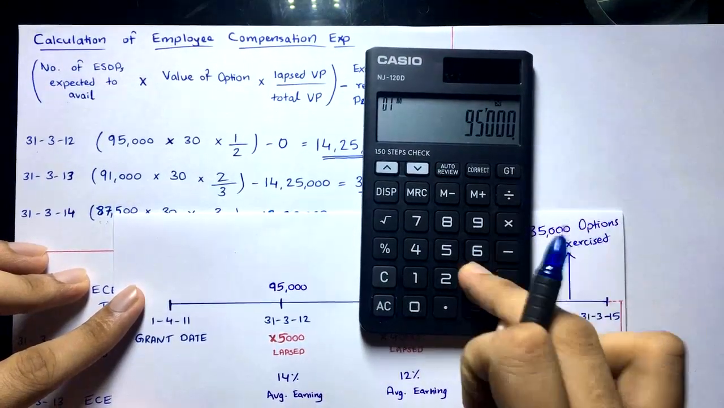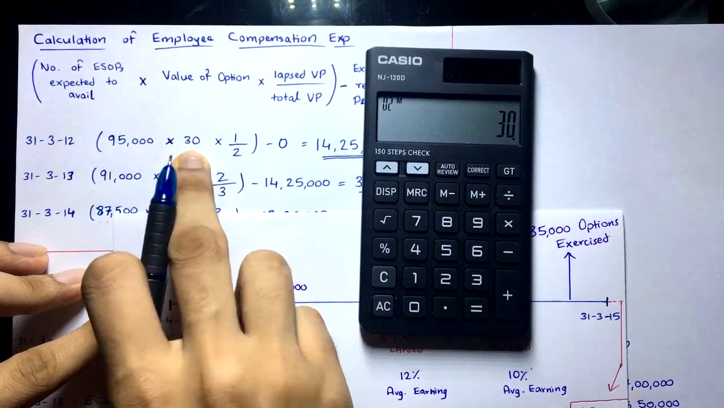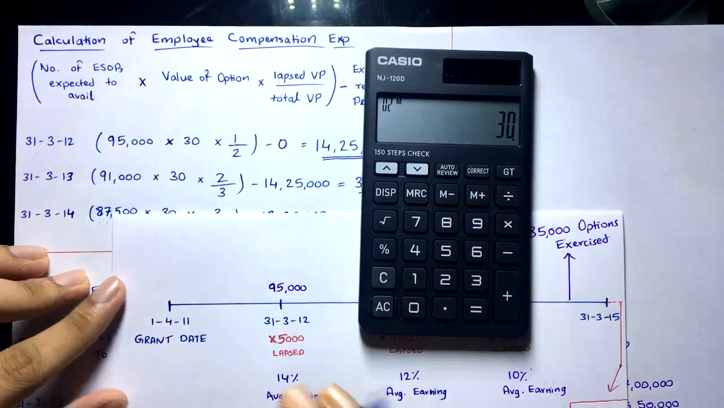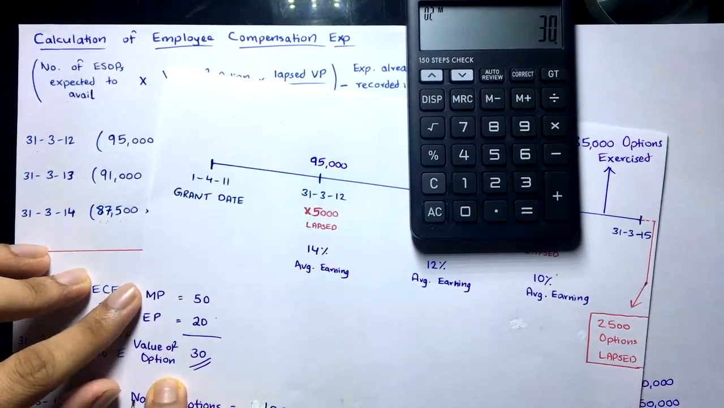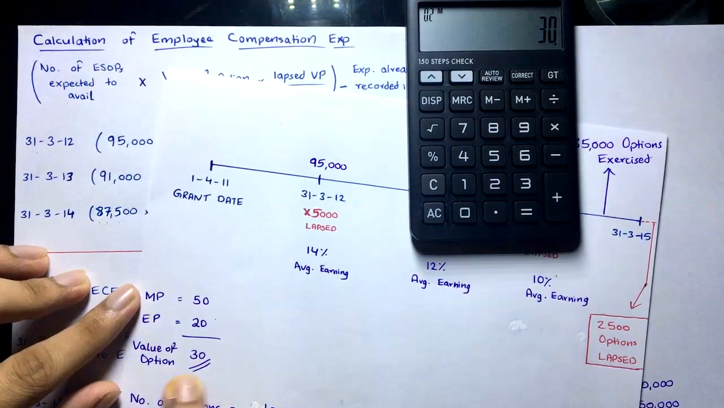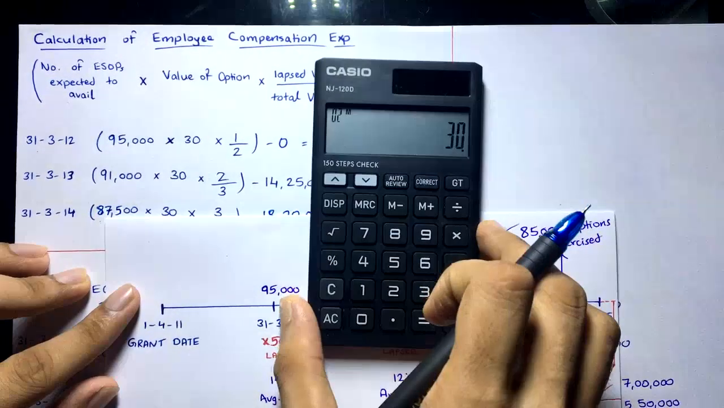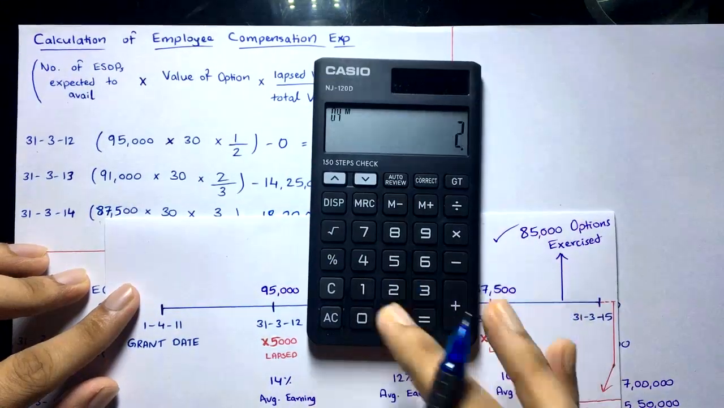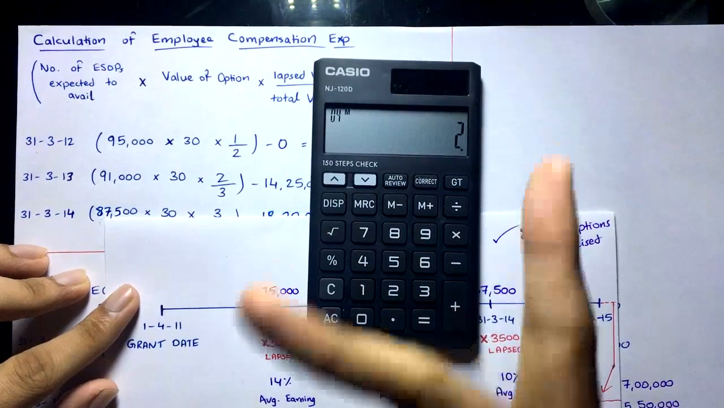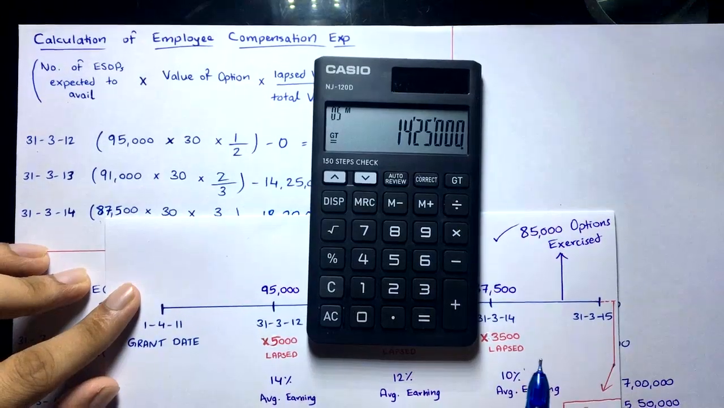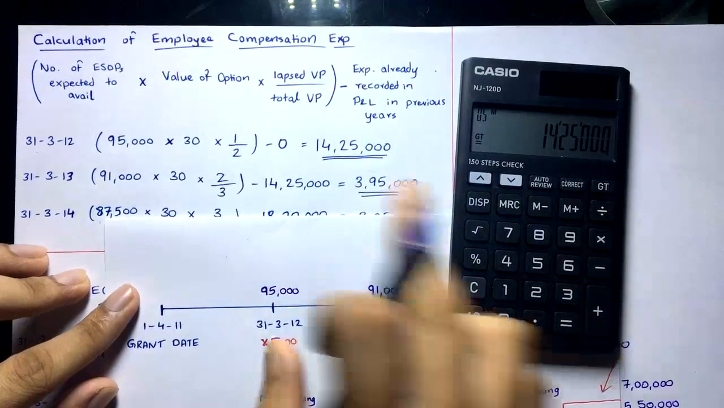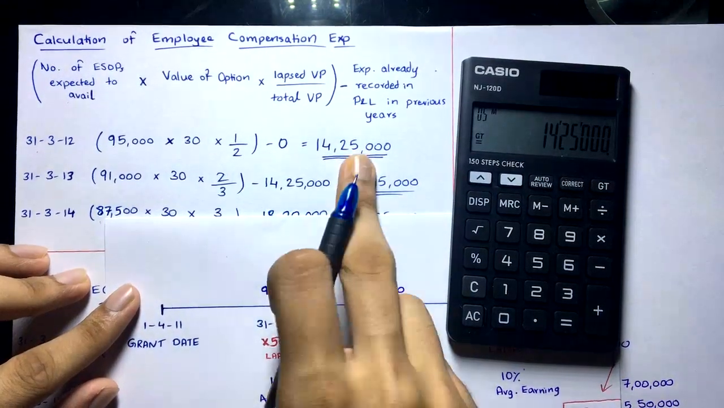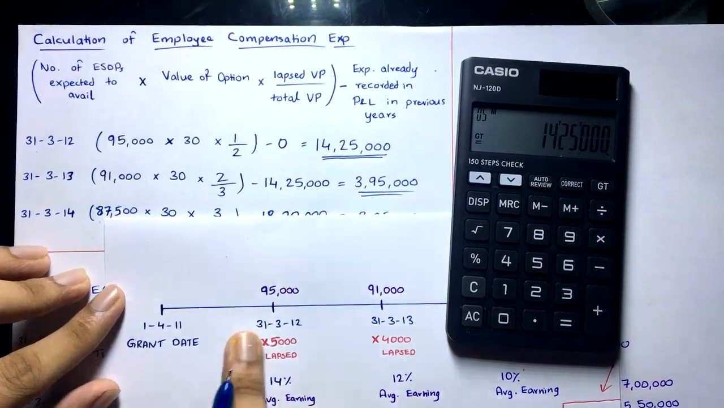So let's put that into calculator. सिंपल चीज़ है यार, बहुत सिंपल है. 95,000 into 30 value of option, because value of option is what? It's a discount we are offering, right? So that's what we take, right? According to the formula, value of option is a discount that is being offered. So 95,000 into 30 into 1 साल गुजर गया, 1 by 2, right? And we are expecting that vesting period is 2. So divide by 2, that's equal to 14,25,000. That's the expense that we are going to take to profit and loss in the first year.